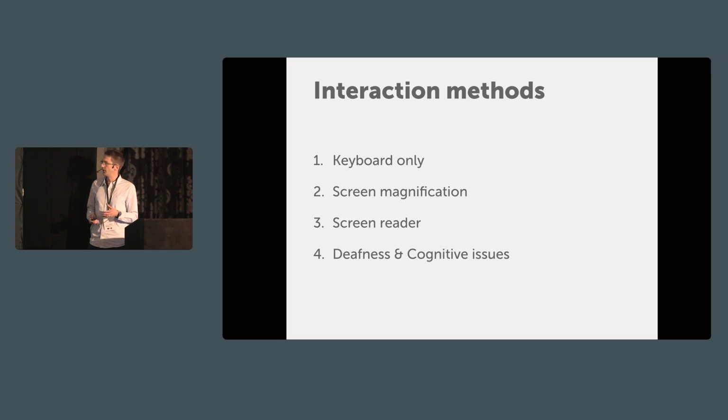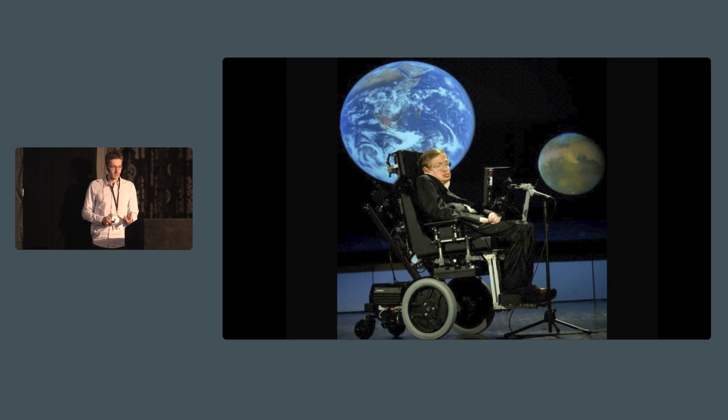So to go through these 4 interactions, we'll come up with some requirements for each of these interaction styles. Keyboard only. There are a lot of assistive technologies that work as keyboard only. Possibly the most famous is maybe Stephen Hawking's. Has anyone seen how his computer works?